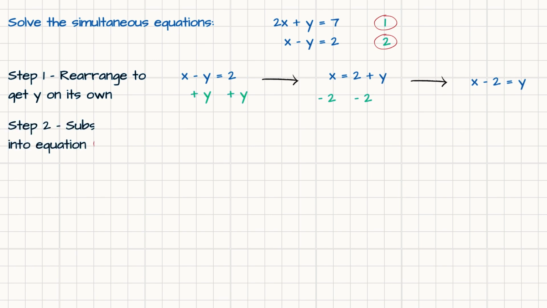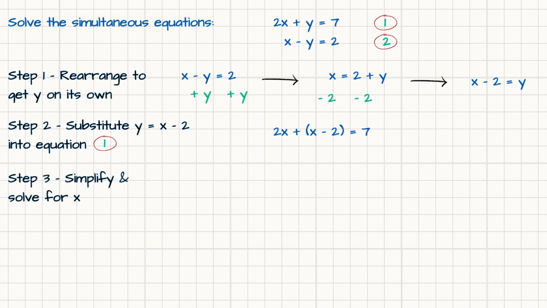Now we can proceed to the second step. We substitute this expression for y into the first equation. This gives us 2x plus x minus 2 equals 7. Step 3 is to simplify and solve for x. Collecting like terms, we have 3x minus 2 equals 7, and rearranging and simplifying, we find that x equals 3.